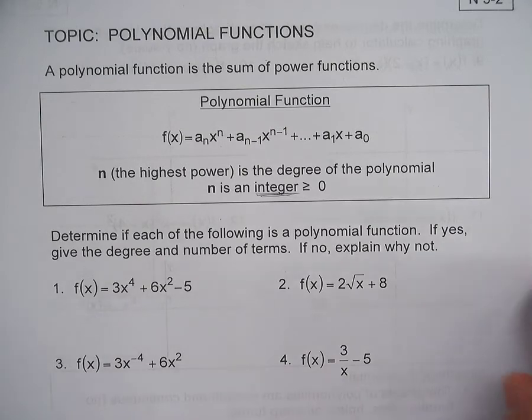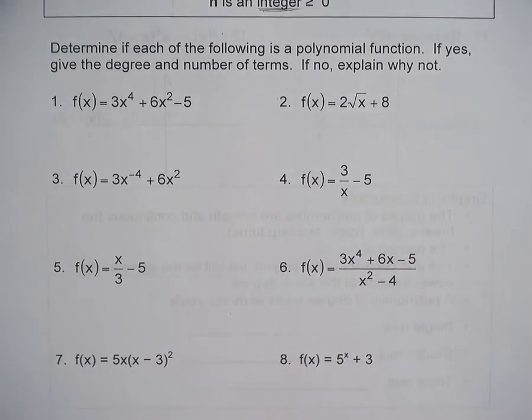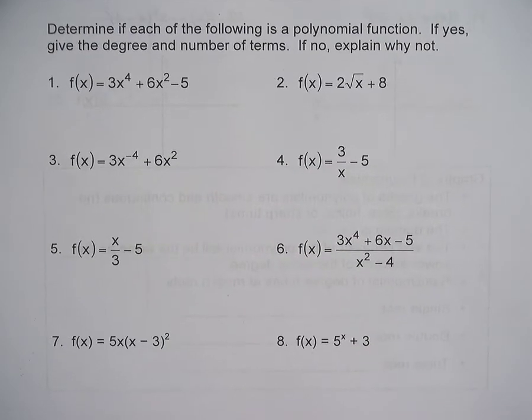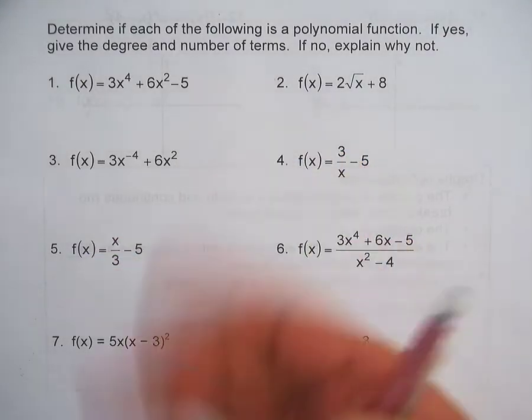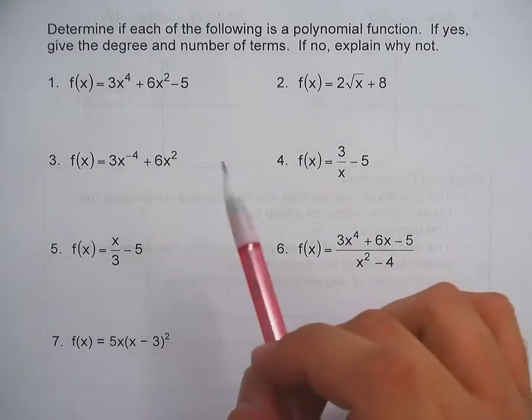So determine if each of the following are polynomial functions. I'm going to try and go through these pretty quick since we already know how to do most of them. So I just need to look, is it all whole number exponents, positive exponents, bigger than 0, and figure out some stuff. And if it is, give the degree.